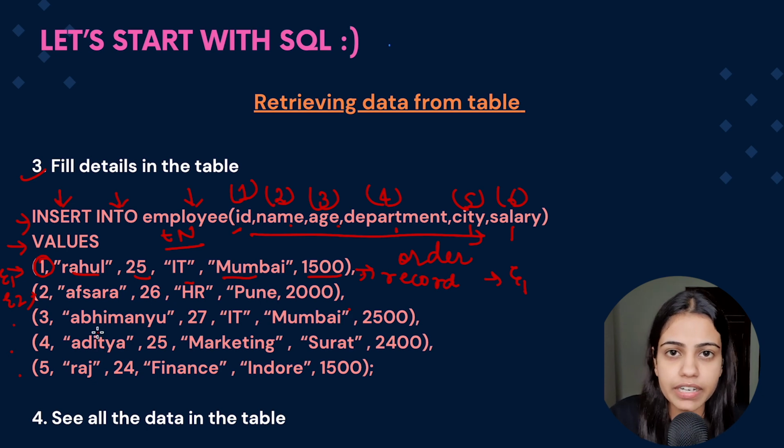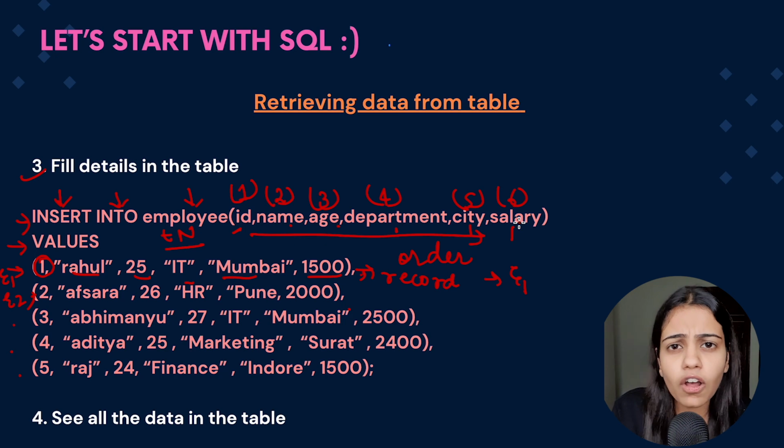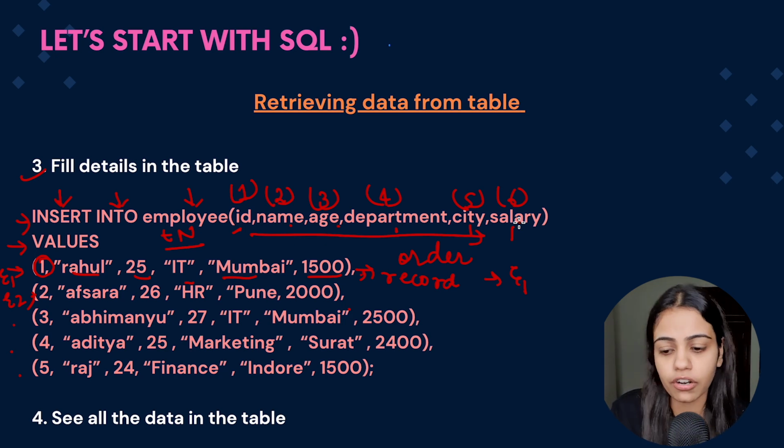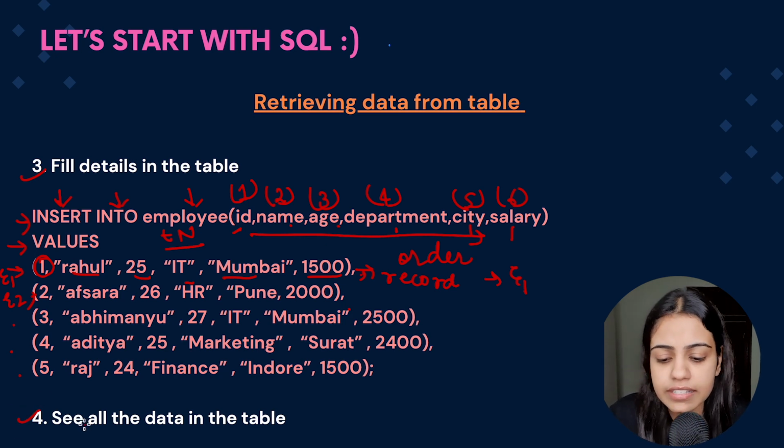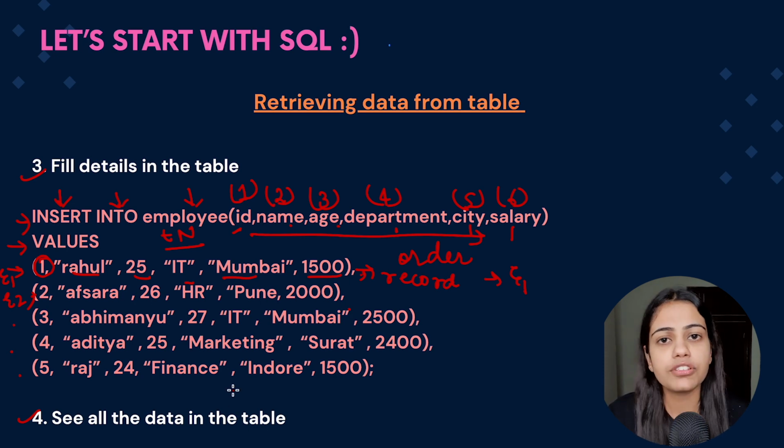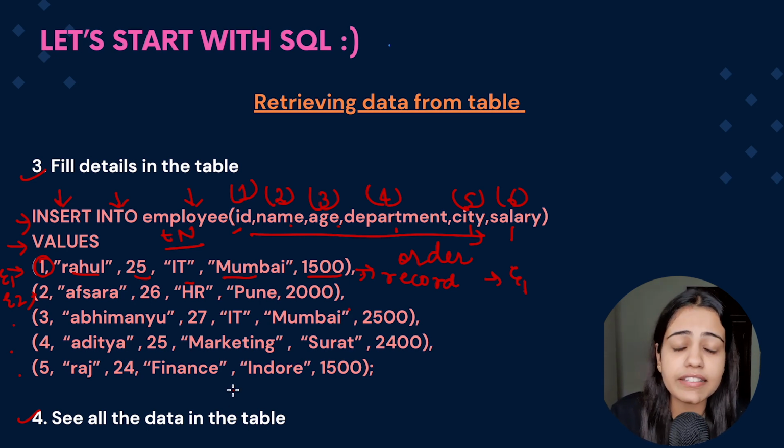So here we have fed the details of each and every employee, including their ID, name, age, department, city, and salary. So we have created a database, we have used that database, we have created a table, we have inserted some values into the table. Now we want to see if all the values are inserted into the table or not. So the fourth requirement is to see all the data in the table. So let's see from the MySQL Workbench, let's execute all these queries and create a database with a table employee so that we can perform any operations on that particular table.